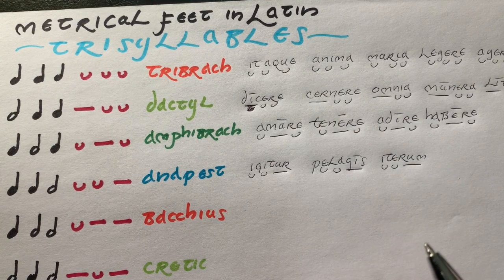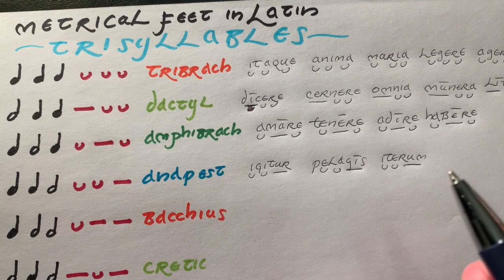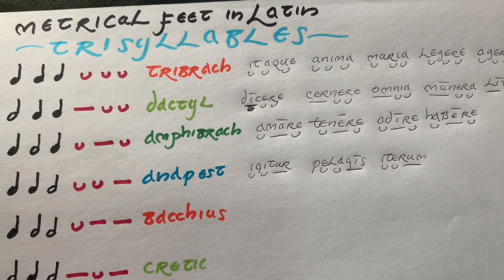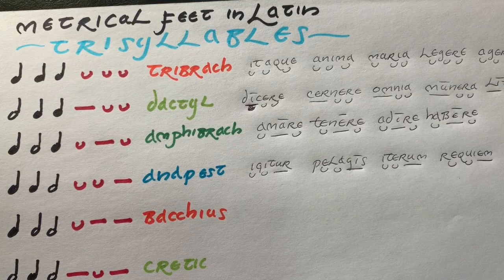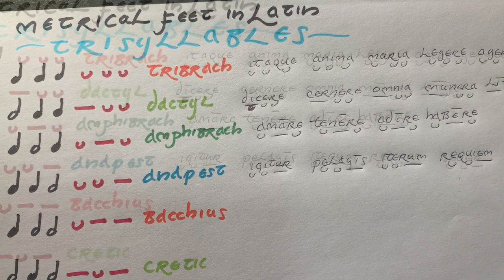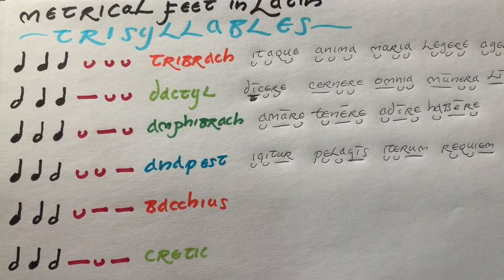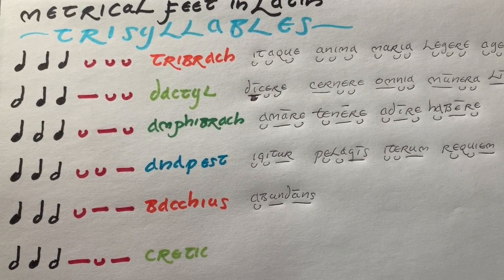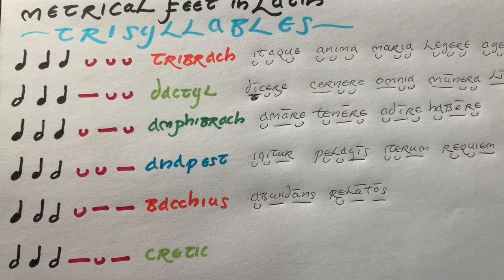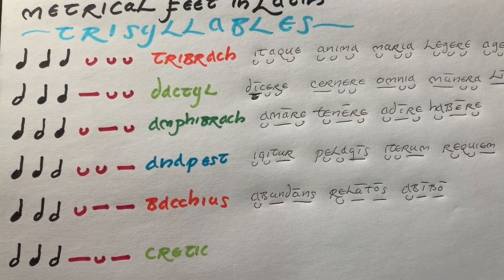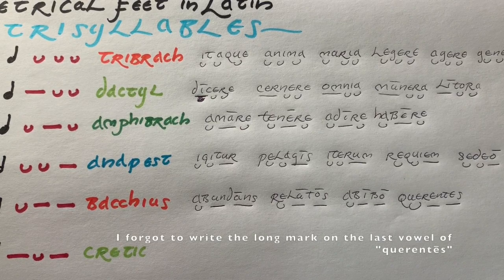How could this be wrong? Iterum, making it a cretic, would be wrong. It's iterum, iterum. Requiem, quiet, peace, requiem. Sedeo, I sit. The next type of rhythm is the Bacchius, and it has short, long, long. Bum, bum, bum. Abundans, abundant. Relatos, abibo, I will go away. Querentes, people who are complaining.